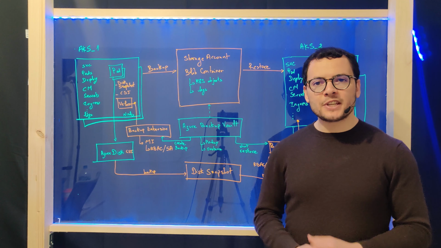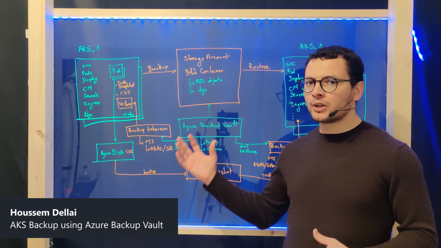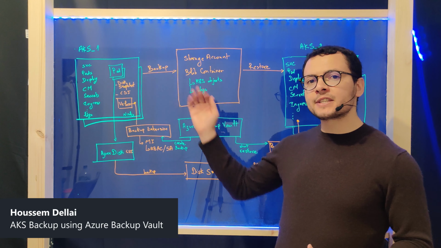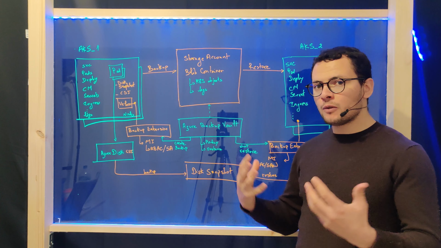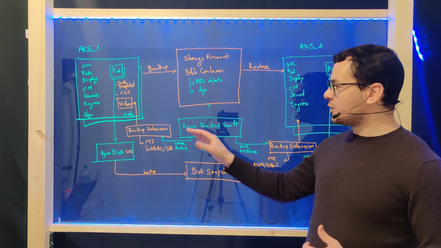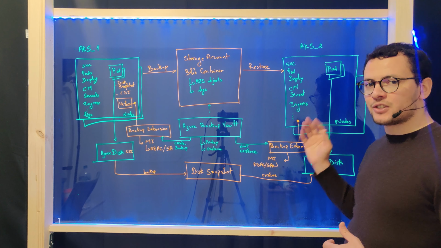Let's learn in this Lightboard session how AKS backup works. AKS backup is typically used in order to create a backup from a first Kubernetes cluster and then restore that backup into a second cluster. And all of that will be managed and orchestrated by Azure Backup Vault and also by the Kubernetes backup extension.